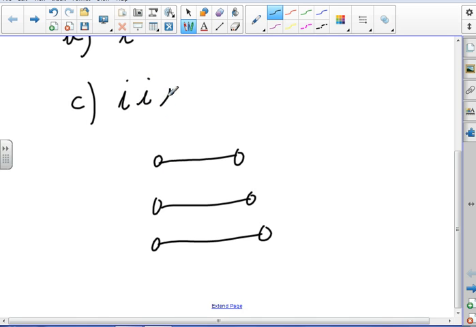Unless you want to come up with something, a different graph. Okay. Yeah. There we go. That's different. Okay. Well, that was a total waste of time there.